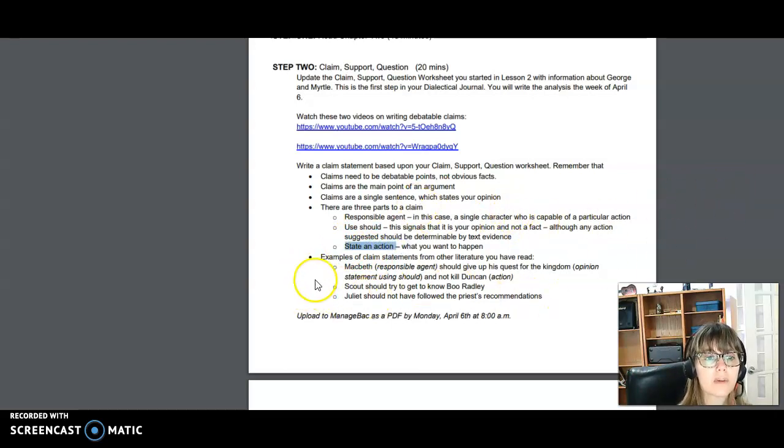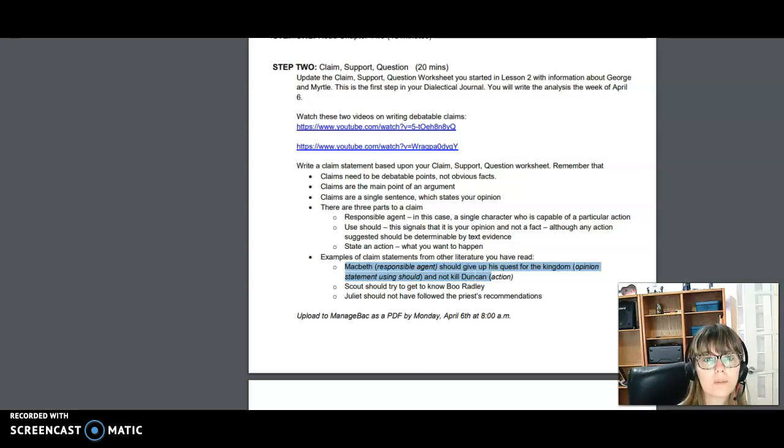So I have an example here that might help clarify this format that we're looking for. It's a formula, really. So you've read Macbeth. In this case, Macbeth, he would be the responsible agent, should give up his quest for the kingdom. That's the opinion statement. Did you hear that should? He should give up his quest for the kingdom. And the action is, and not kill Duncan. So your claim statement, you'll just plug it into the following formula and upload it to me.